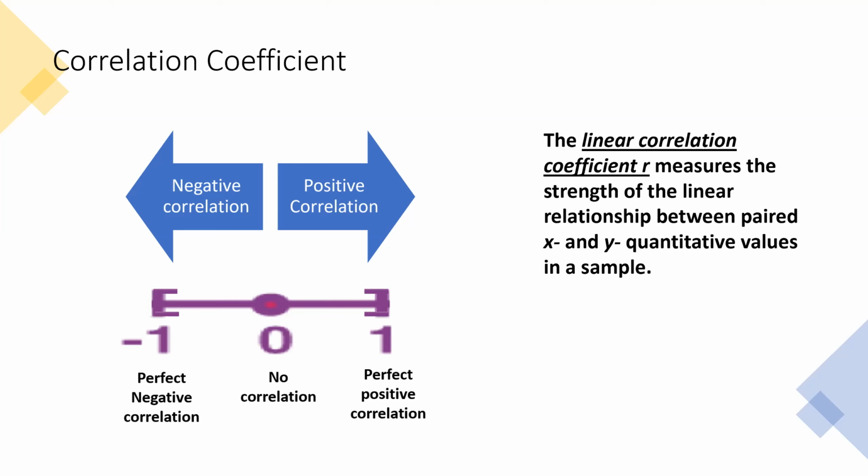So the strength of the correlation is represented not by the sign of the correlation coefficient but by its absolute value. The closer it is to either +1 or -1, the stronger the correlation. But if it gets close to 0, then there is no correlation.